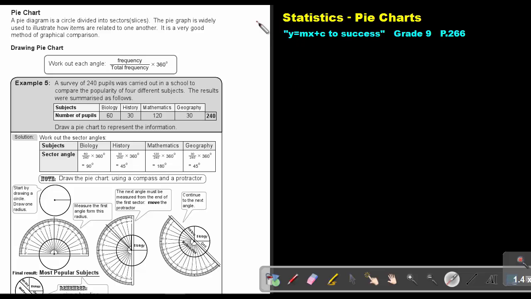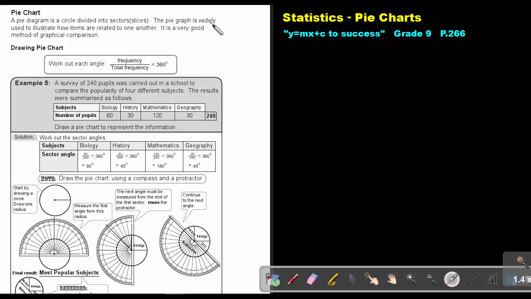Part 4. We are going to continue with statistics and focus on the pie chart. You will find this on page 266 in the Namibian Mathematics Grade 9 textbook, Y equals mx plus c to success. Pie chart. A pie chart diagram is a circle divided into sectors, slices.